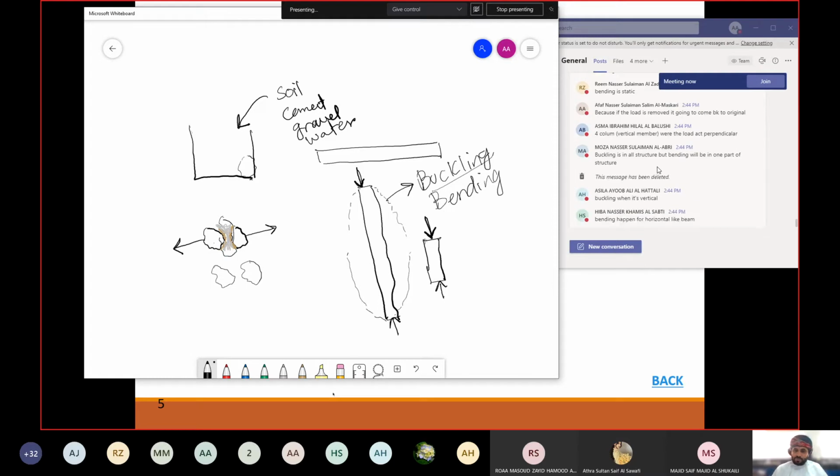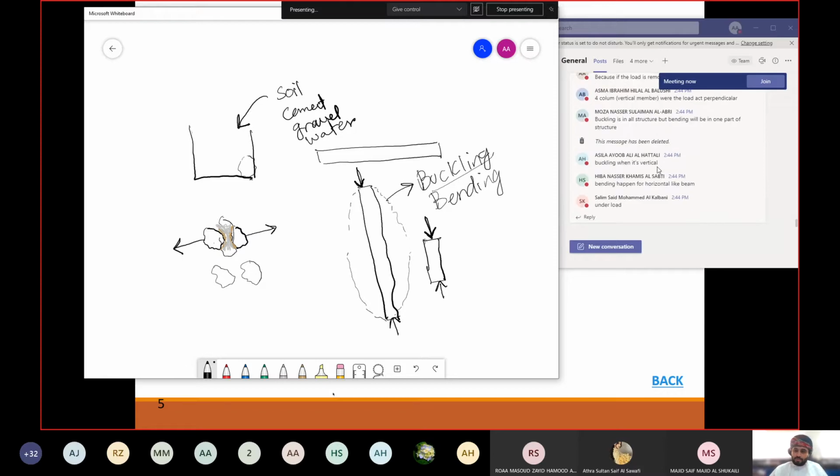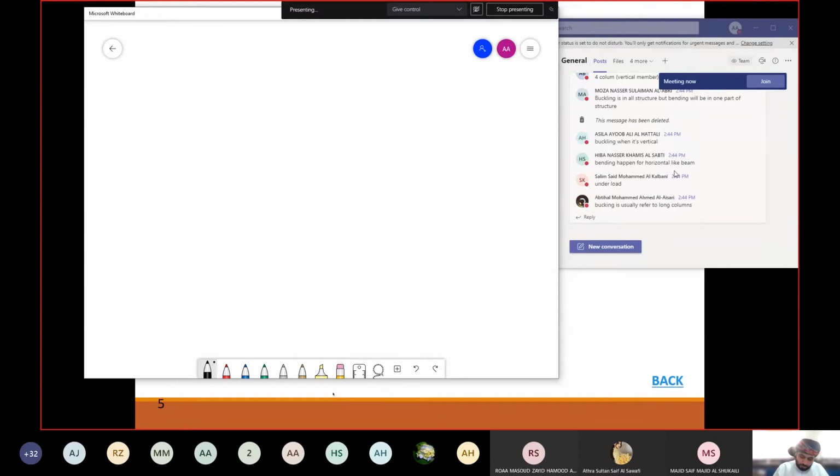The closest answer till now is Asma's answer, where we are talking about the direction of loading. Although it's not a full answer. Now I'll just try to illustrate it for you.